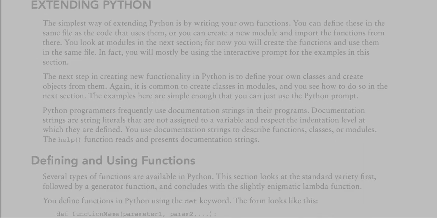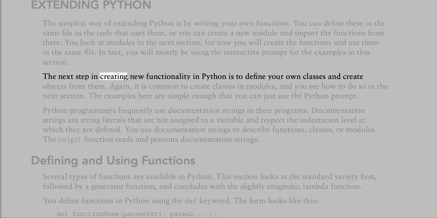Extending Python. The simplest way of extending Python is by writing your own functions. You can define these in the same file as the code that uses them, or you can create a new module and import the functions from there. You look at modules in the next section. For now you will create the functions and use them in the same file. In fact, you will mostly be using the interactive prompt for the examples in this section.